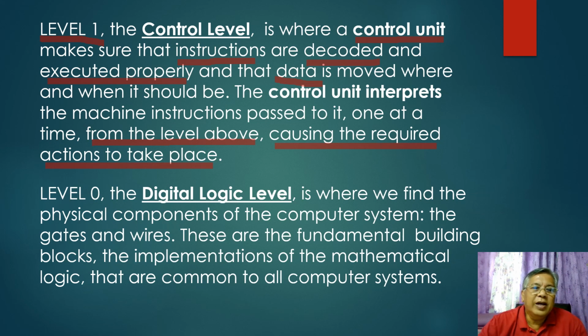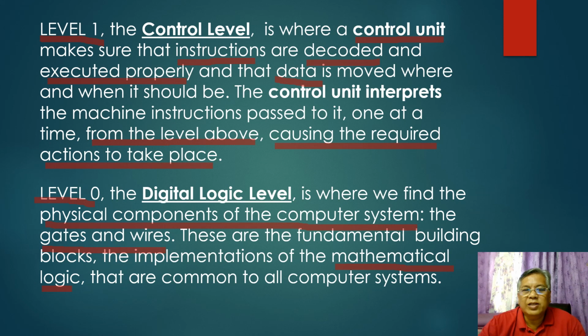All right? Then, level 0, which is the digital logic level. This is very common to us because we discussed this in our Digital 1. It is where we find the physical components of the computer systems. The gates and wires. These are the fundamental building blocks. The implementations of mathematical logic that are common to all computer systems.